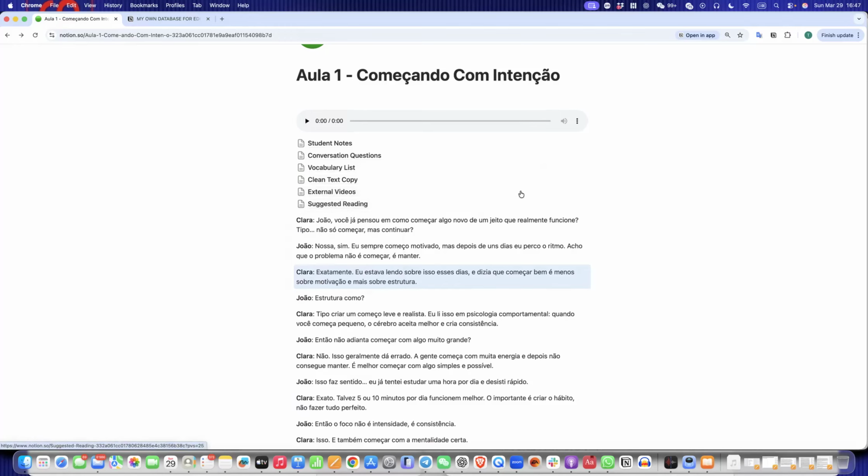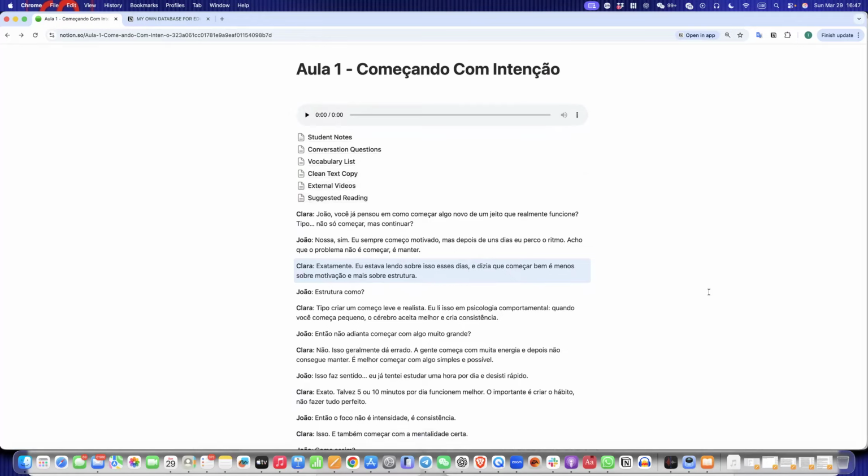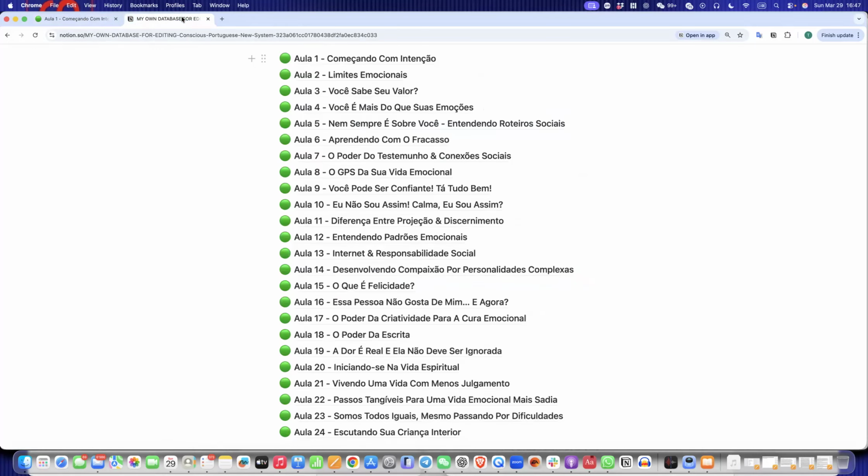I'm not gonna show this to you because I'm still working on it myself, but you're also gonna have suggested reading. So I've made a list of books that have helped me a lot with my emotional healing and books that I think could help other people as well. So everything is kind of interconnected. As you can see, there are different topics here, right? So happiness, the importance of writing, everything for the purpose of emotional healing.